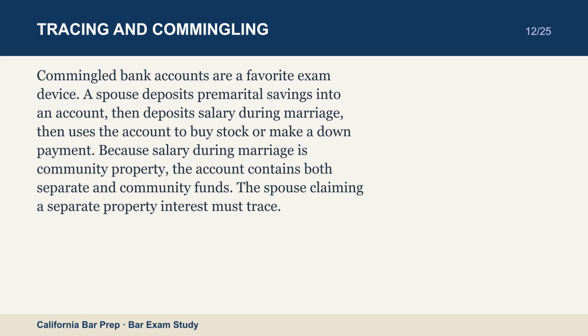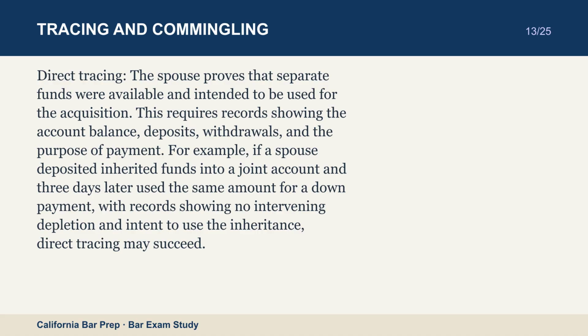Direct tracing. The spouse proves that separate funds were available and intended to be used for the acquisition. This requires records showing the account balance, deposits, withdrawals, and the purpose of payment.